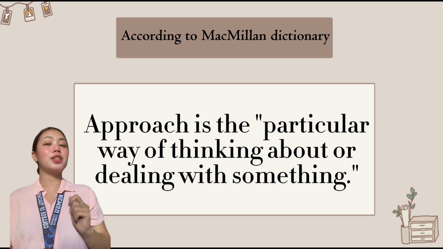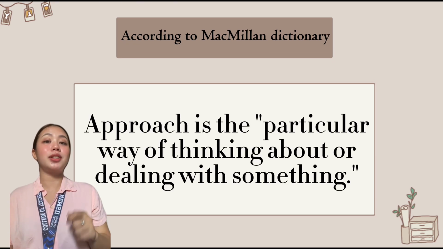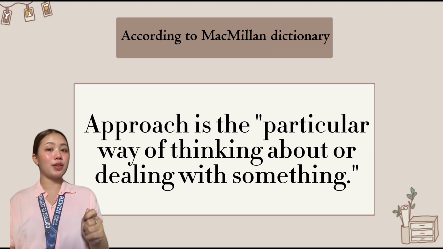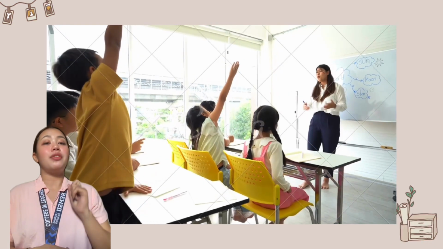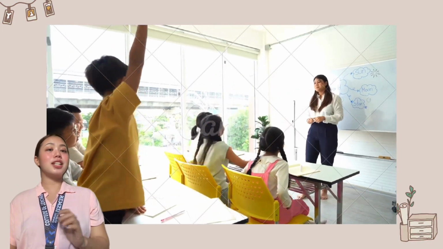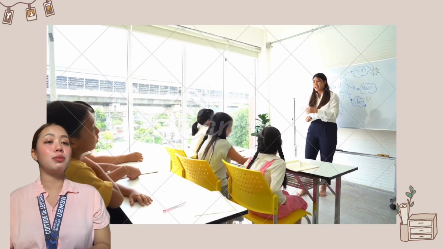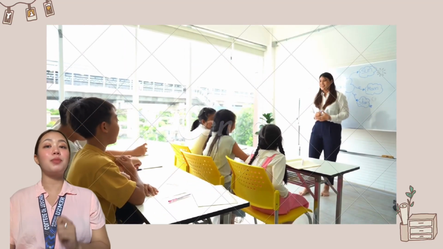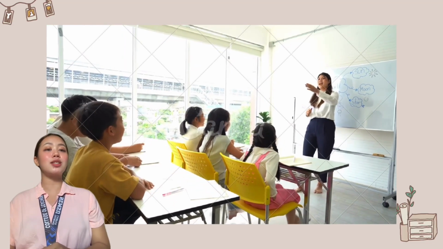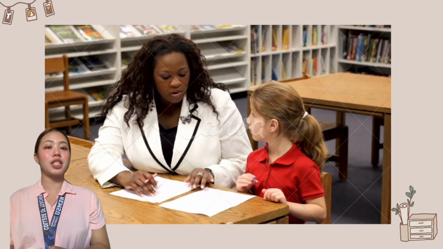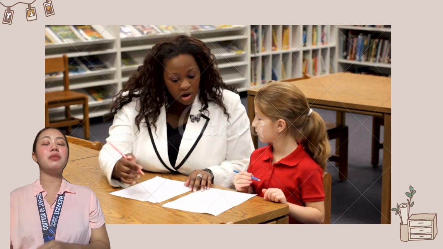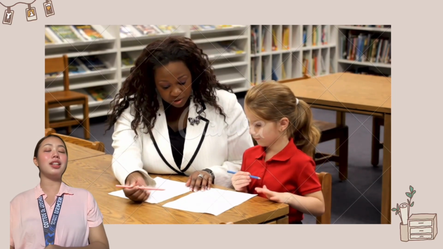According to Macmillan Dictionary, approach is a particular way of thinking about or dealing with something. Thus, in the context of teaching literature, approach would mean the best way or the best practice a teacher uses to teach literature to learners in the classroom in order to achieve his or her goal of imparting relevant and meaningful knowledge to the learner.